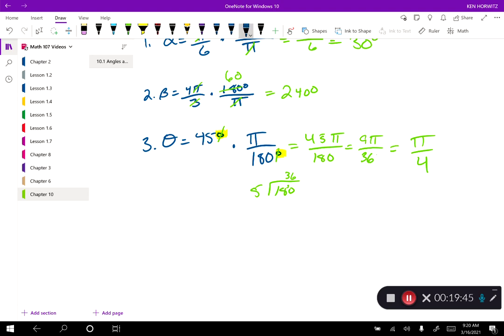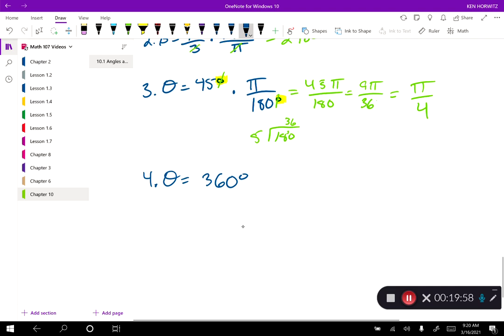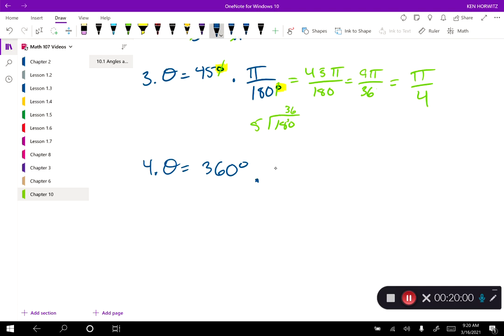Let's try 1 or 2 more. So if I said theta equals, let's say, 360 degrees. That's once around the circle. So I want to multiply that times pi over 180 degrees. Now again, my units cancel, and I'm left with 360 pi over 180. Notice there's no units, and 180 is half of 360, so we're left with 2 pi with no units attached.